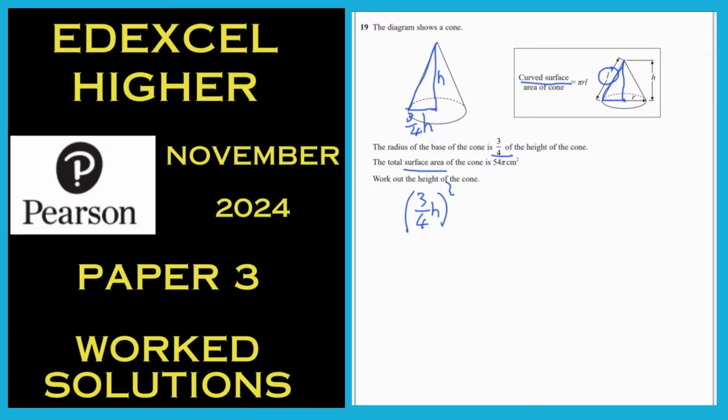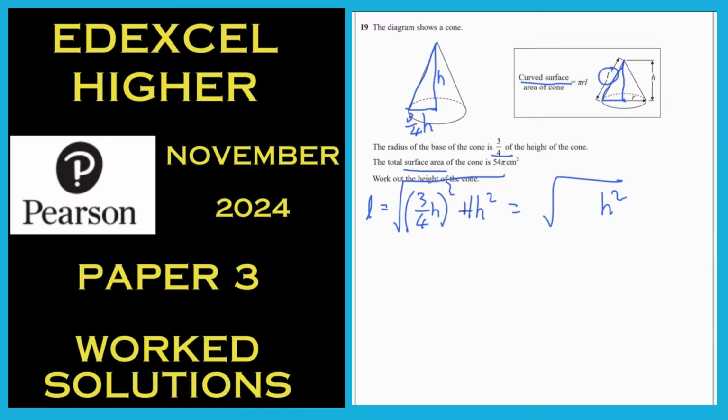3/4 h squared. The slant is the hypotenuse, so it's an add. And we're going to be needing to square root because slant is L. We're going to need to square root all that. I would advise you to grab your calculators because it's really a fractions question. You've got an h squared there and a 1 h squared here.